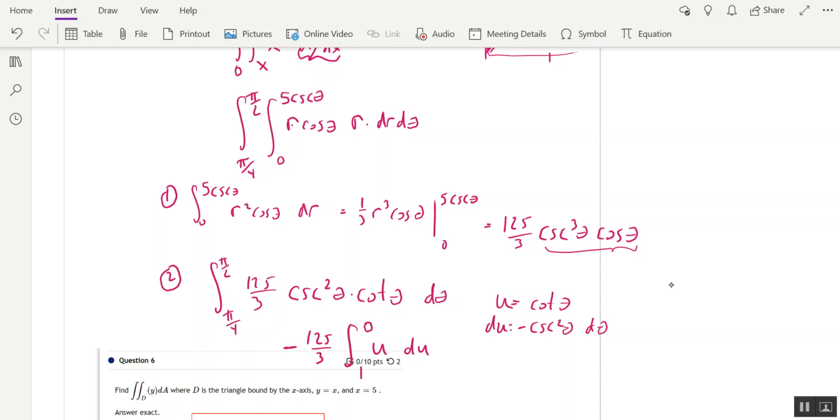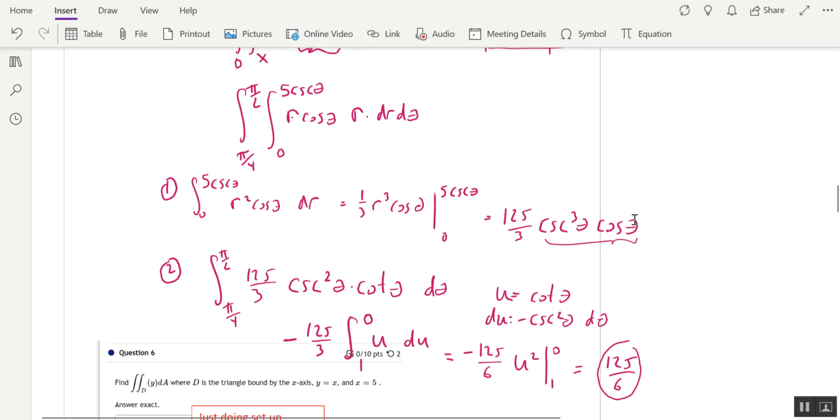So I could switch the limits and make that positive, but I'll just integrate it the way it is. That's 1/2, so I get negative 125 over 6 u squared between 0 and 1, which is going to give me positive 125 over 6. You have a lot of them where you're going to integrate powers of sine and cosine, or secant and tangent, or cosecant and cotangent. So I just wanted to do that with you.